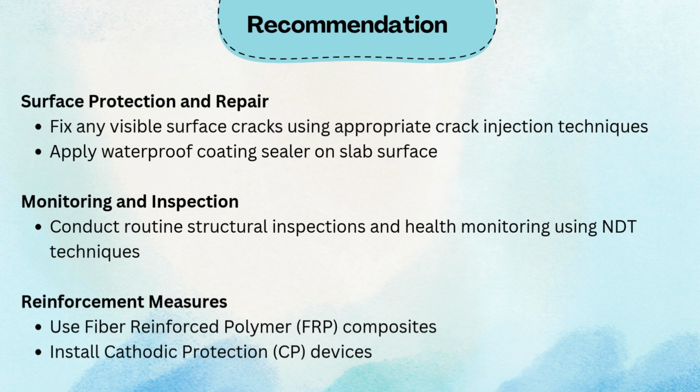Third, reinforcement measures. Fiber reinforced polymer, FRP, composites, such as carbon or glass fiber wraps, can be used to enhance structural strength and corrosion resistance. Additionally, cathodic protection, CP, systems, either sacrificial anode or impressed current types, are effective in controlling steel reinforcement corrosion, ensuring long-term durability of the structure.